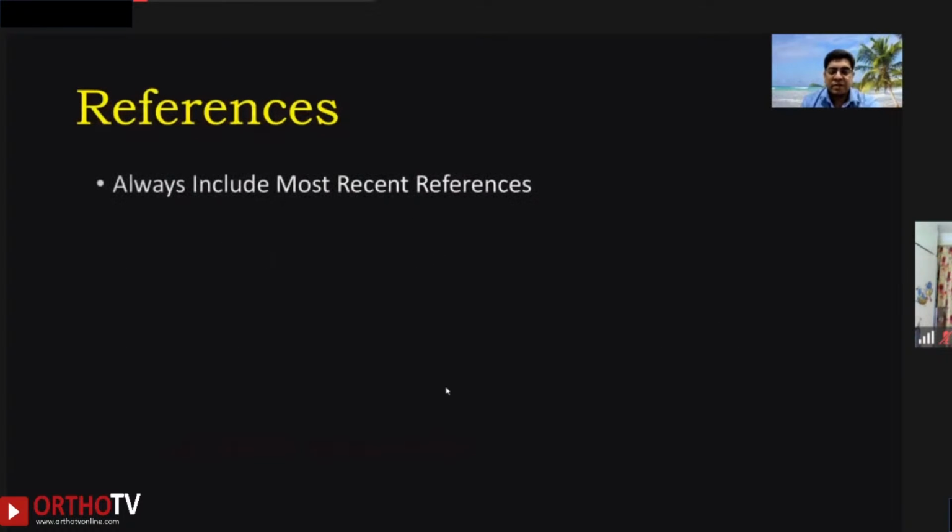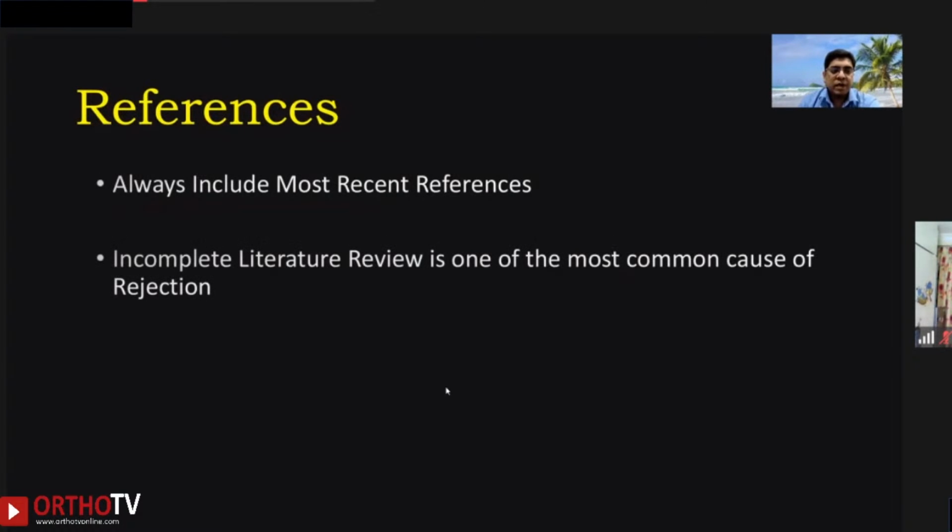For references, always include the most recent references, or at least the most recent 10 references if they are available. Incomplete literature review is one of the most common causes of rejection. Now, why do I say this? It is not because your references are incomplete, but because an incomplete literature review brings out loopholes in your introduction, where you have established that this case is worthy of publication. Literature review is very important to establish that fact, and that is the fact that will get your case report published. So in literature review, you have to go in depth and spend a lot of time in reviewing the literature.